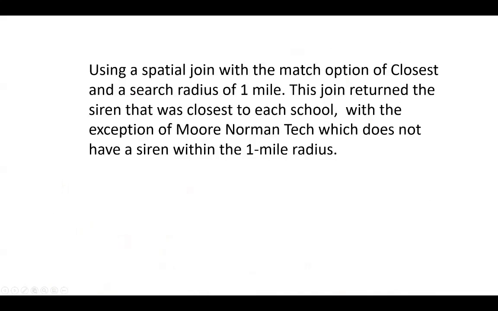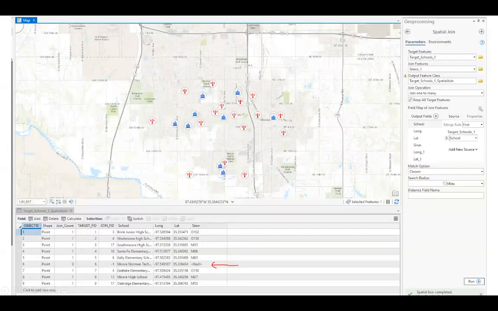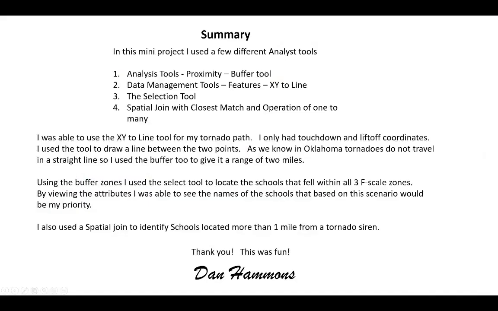Then using a spatial join with the match option of closest and a search radius of 1 mile, the join returned the siren that was closest to each school, with the exception of the Moore Norman Tech, which does not have a siren within the 1 mile radius. And you can see that on our data here. So there was no join count for Moore Norman Tech, where the rest of them did have a siren within 1 mile of the school.